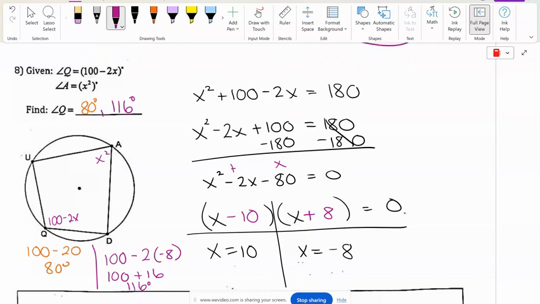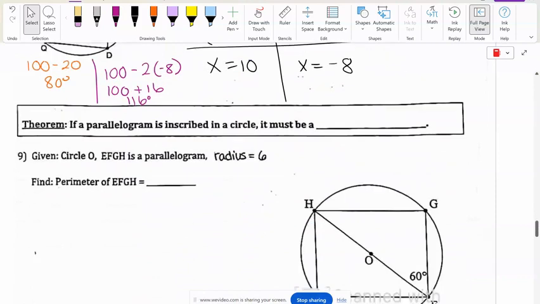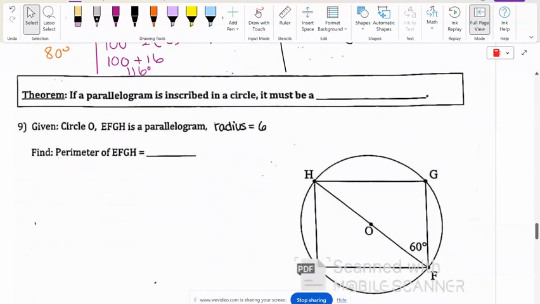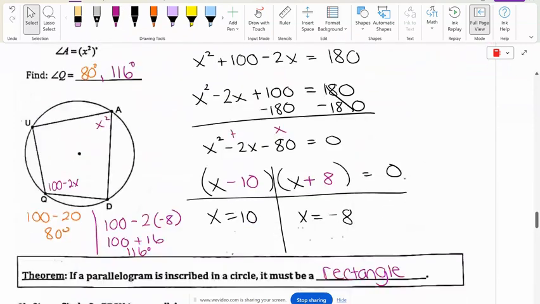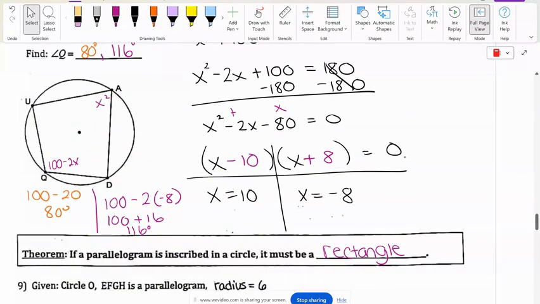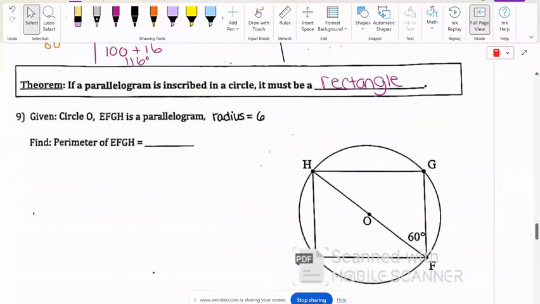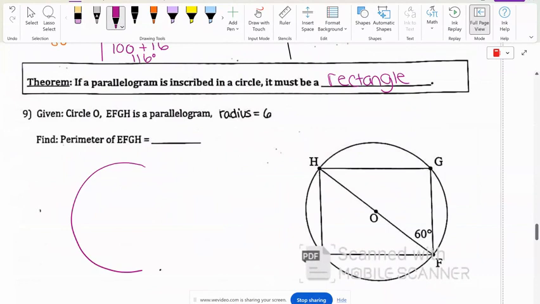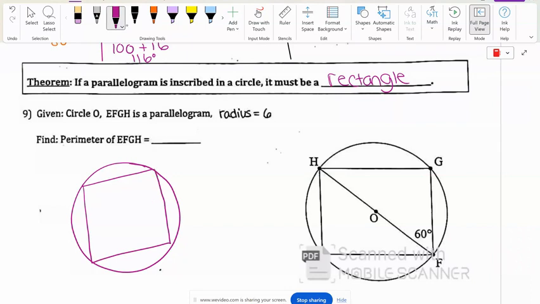All right, and the very last part of today's lesson. If a parallelogram is inscribed in a circle, it must be a rectangle. All right, real quick, let me explain to you why. Do we agree that a parallelogram is a quadrilateral, right? Always. So we know if a quadrilateral is inscribed in a circle, the opposite angles are supplements.